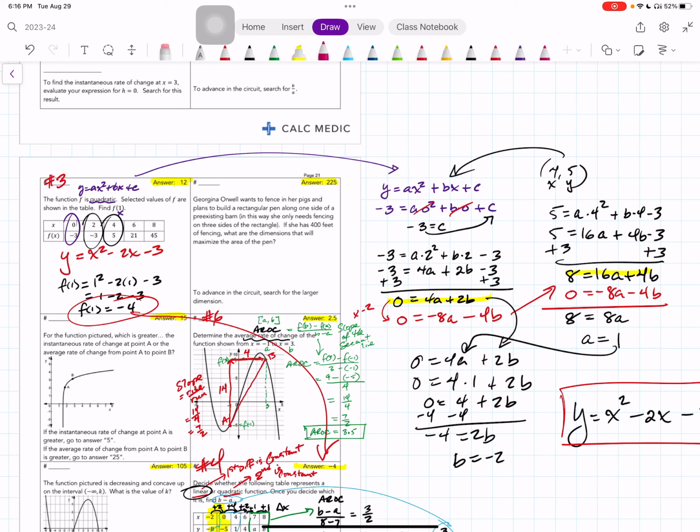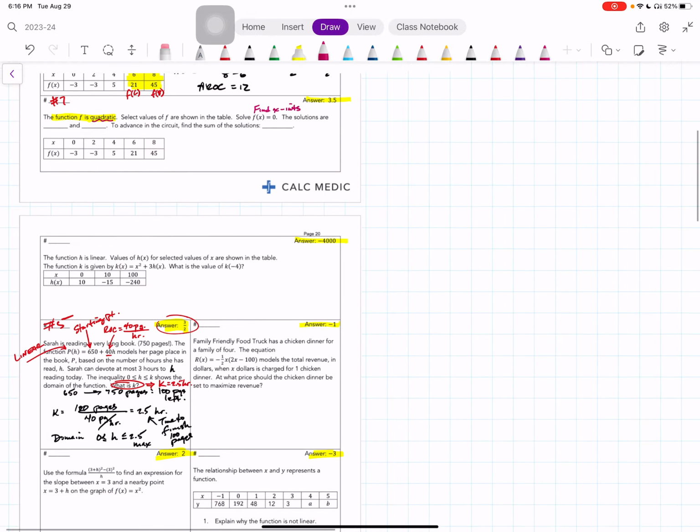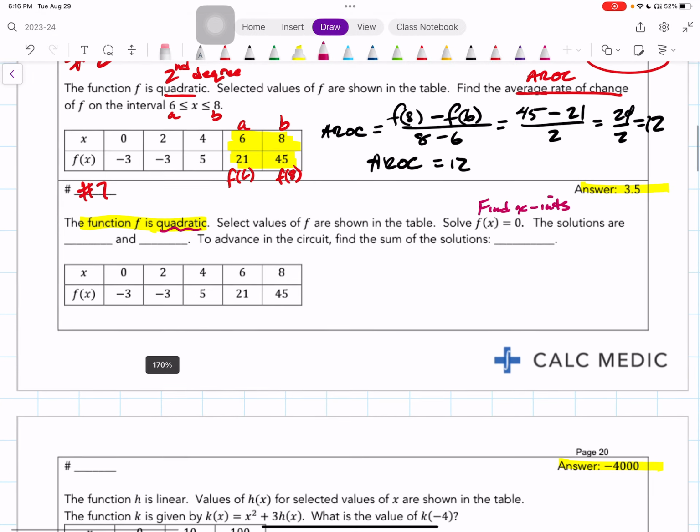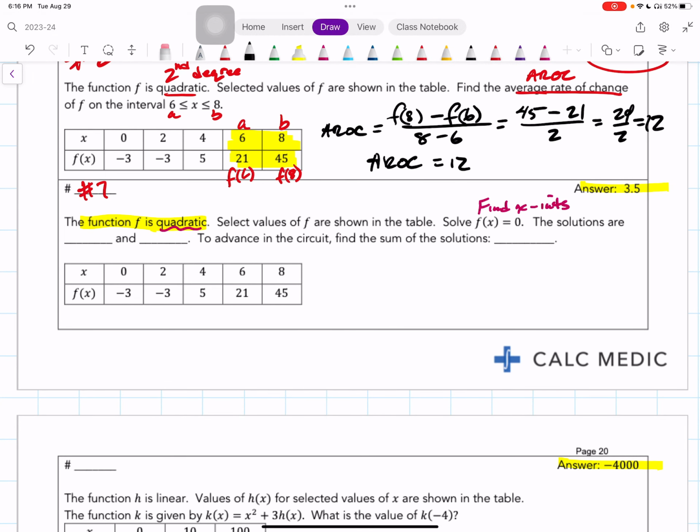We know the function is x squared minus 2x minus 3. All right, so I'm going to write that down. So we know that f of x is equal to x squared minus 2x minus 3. We're trying to solve when f of x equals 0, which means we set it equal to 0 and we solve. And now we've got to go back to algebra 1 and we need to either solve this by factoring or use the quadratic formula.